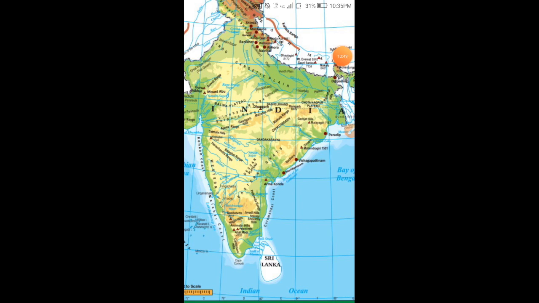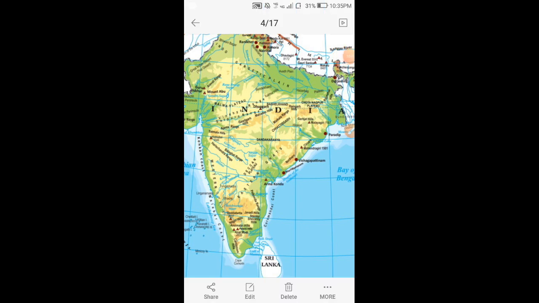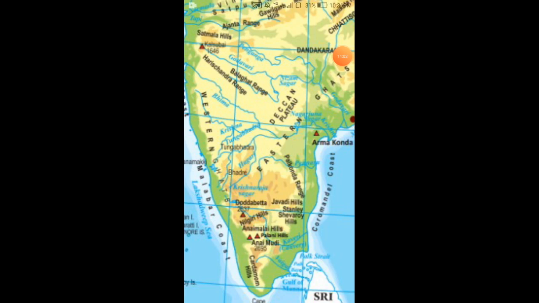The next important thing is that while you're marking the Western Ghats and Eastern Ghats, you have to draw a line. Already we discussed that the Western Ghats are a continuous range. So while marking the Western Ghats, you have to draw a continuous line. When marking the Eastern Ghats, you have to draw a discontinuous range. That is the major difference between the Western Ghats and the Eastern Ghats.